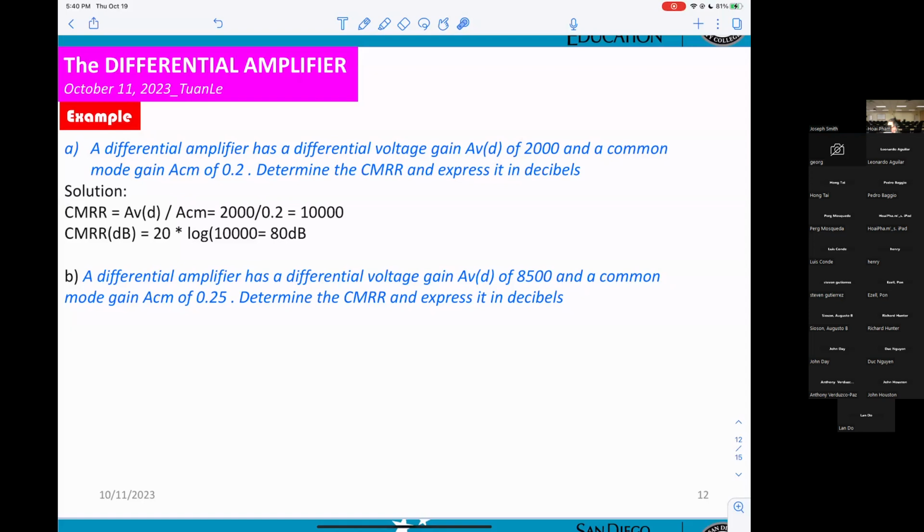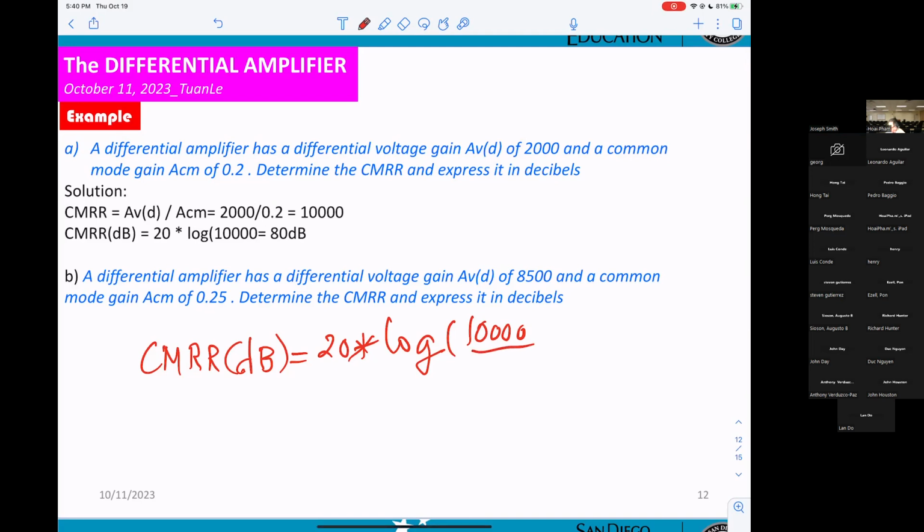Okay, now I can help you. CMRR in dB equals 20 times log of 10,000. Let's see, 10,000.